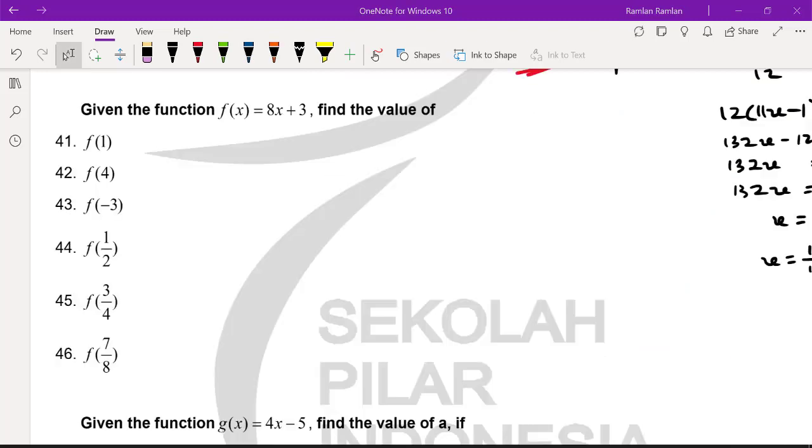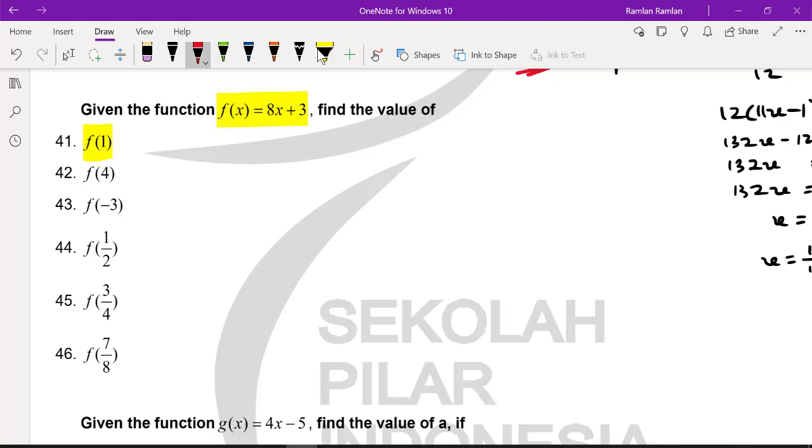There you go. Okay, and let's move on to the next topic, which is about function. Now in these question number 41 until 46, all of them have the same concept. Now let's see the question here. Given the function f of x equals to 8x plus 3, find the value of f of 1.